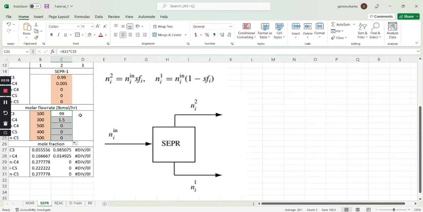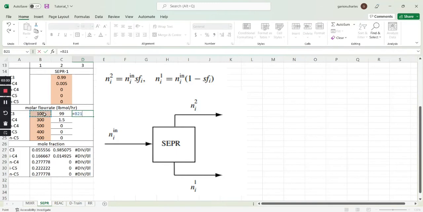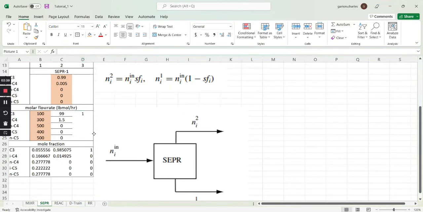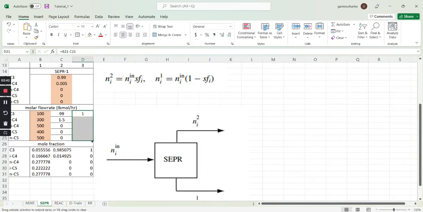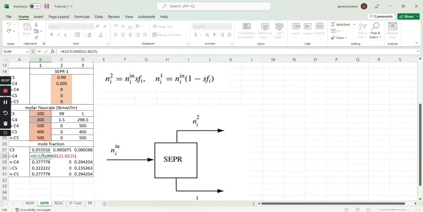We can then find the amount in the bottom stream by subtracting the amount calculated in the top stream from the total amount of the components originally in the inlet stream, like this. And just like in the previous example, we can calculate the mole fractions for each component in all the streams by dividing the amount of each in a particular stream by the stream's total molar flow rate.